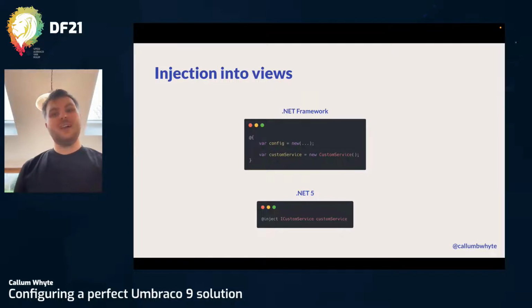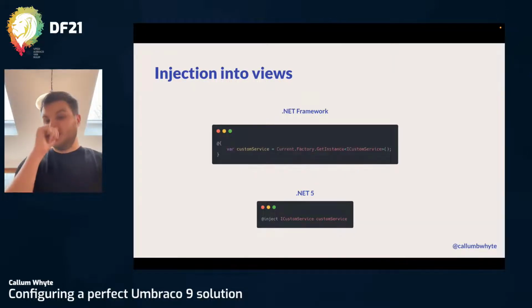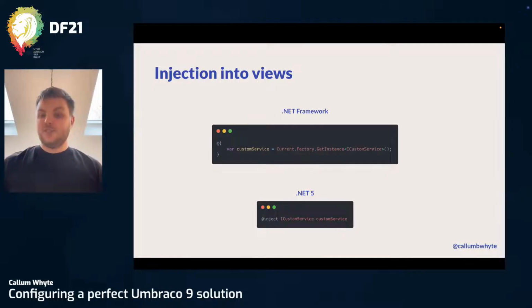You can use it in your views. Helps keep things a lot cleaner there too. You could have also done it with the service locator. .NET 5 does not have a service locator built in. Umbraco is not giving us a service locator. We're really being encouraged to use dependency injection for everything.